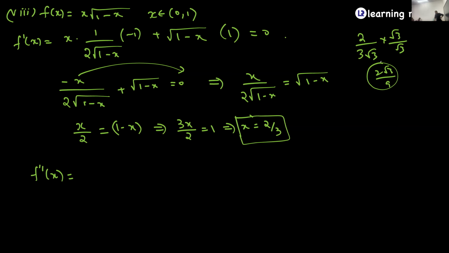See, tell me one thing. Did you all get the f double dash of x function? You need not simplify f double dash of x. Once you get that function, all that you need to do is take 2 by 3 and substitute and check whether the final answer is negative or positive. Don't sit and waste your time in simplifying that function.